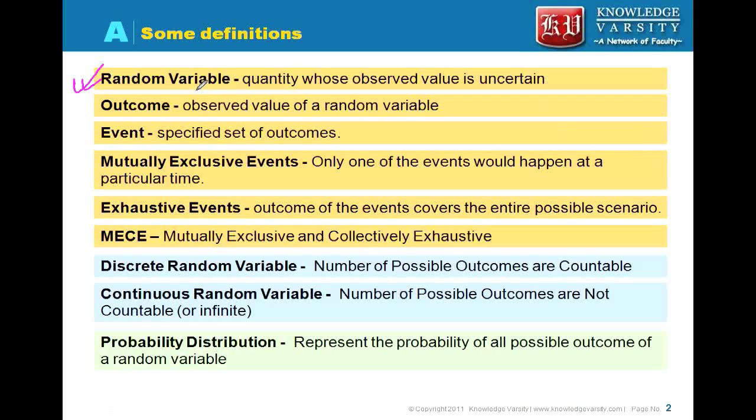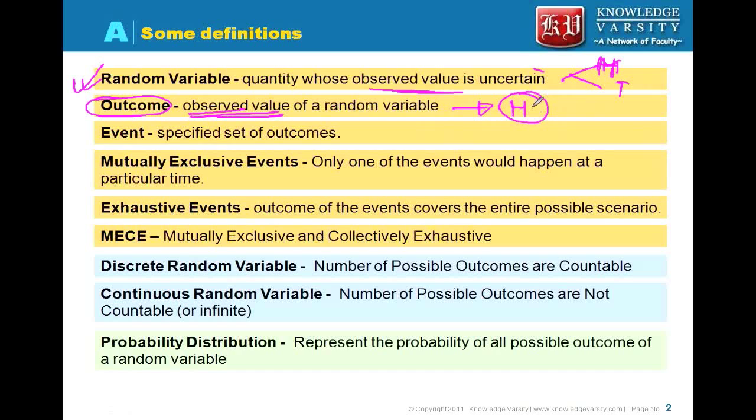I have used the word outcome. Outcome is what is called the observed value of a random variable. The random variable's value is uncertain; either it can come head or it can come tail. Now when we throw a coin and say that the outcome is head, that means the random variable has taken the value of head.